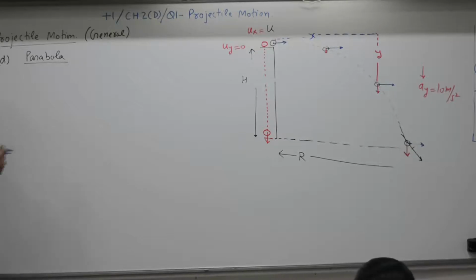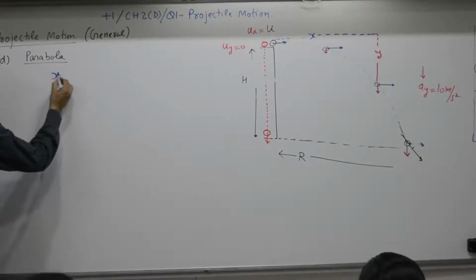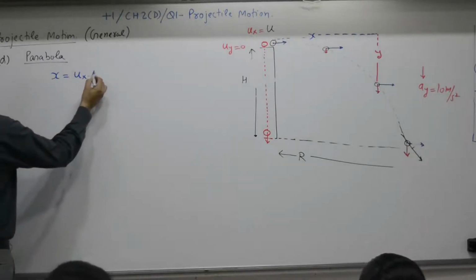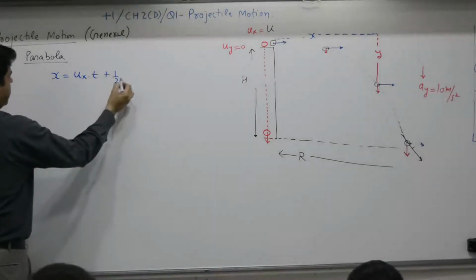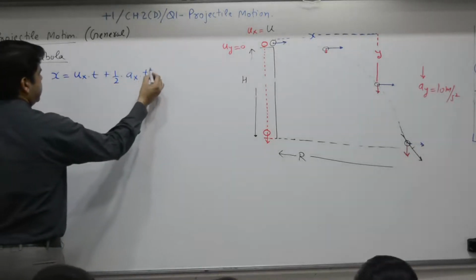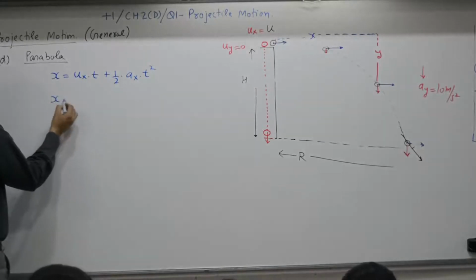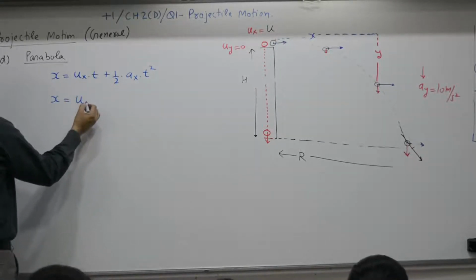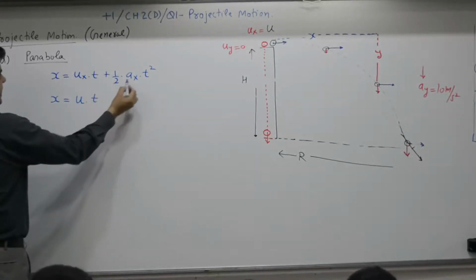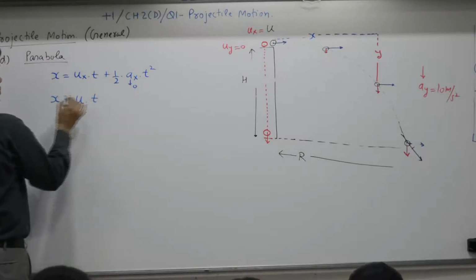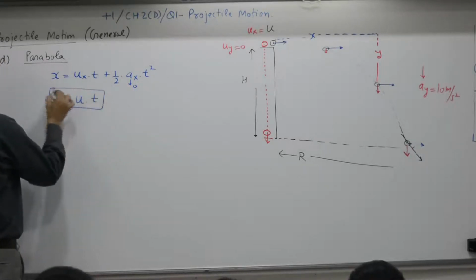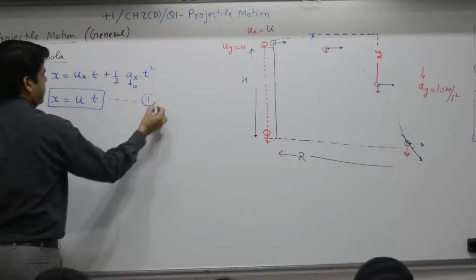X is equal to uxt plus 1 by 2 ax t square. What you get is x is equal to, ux is what? u. Ax is equal to what? 0. So that is why what you get is x is equal to ut.